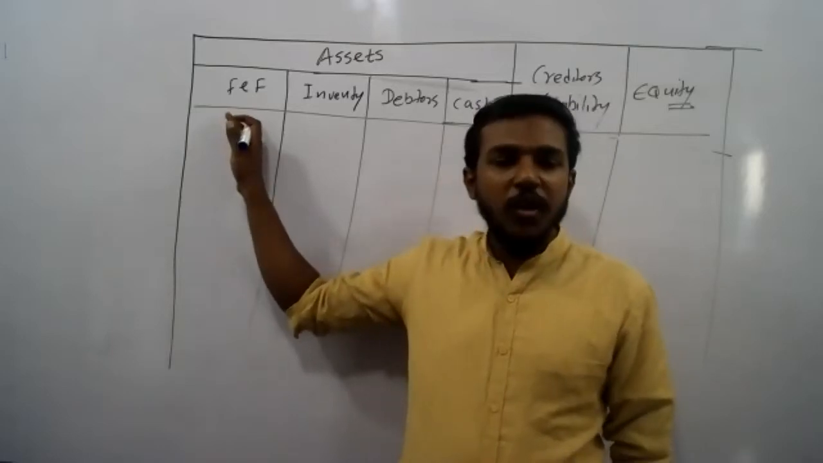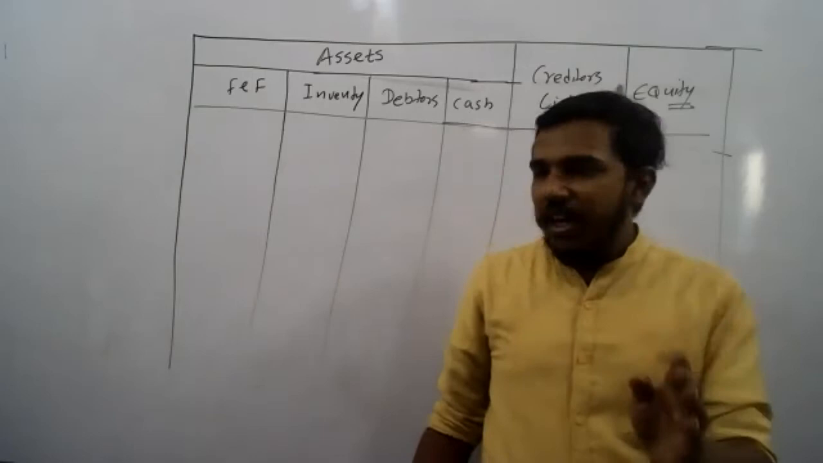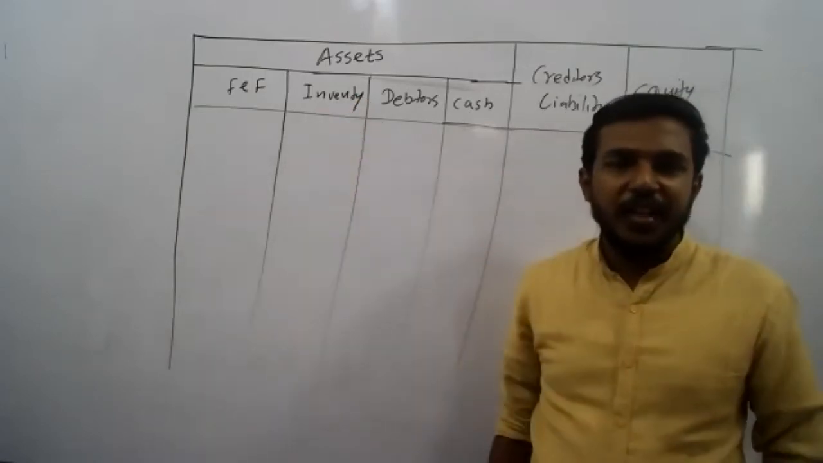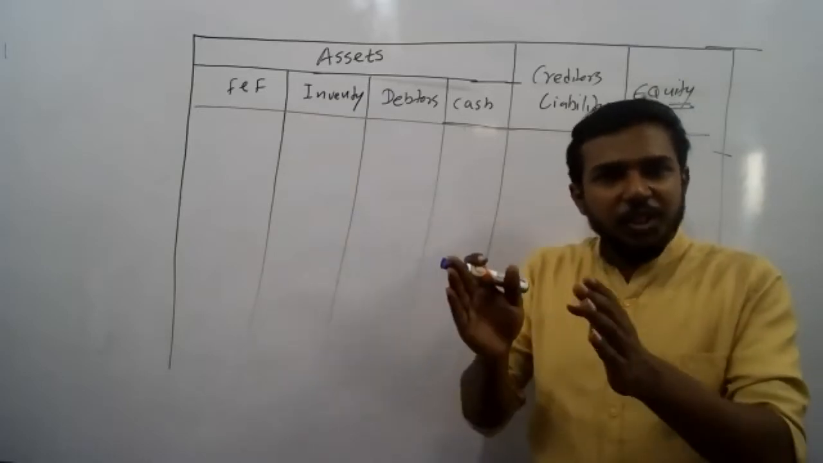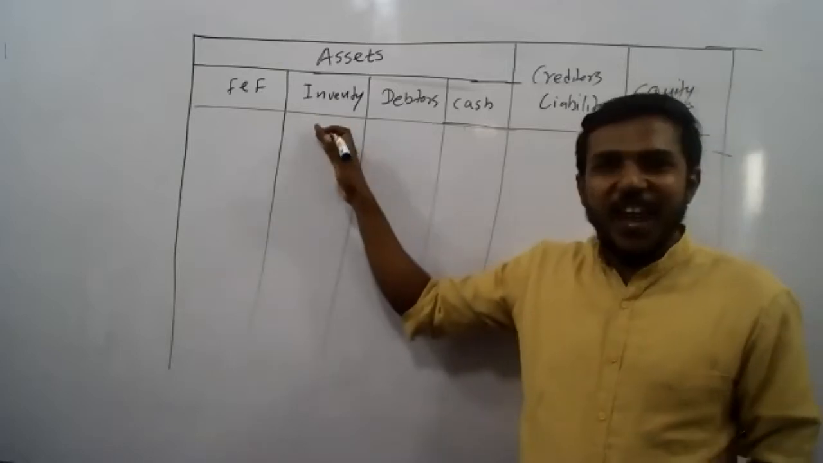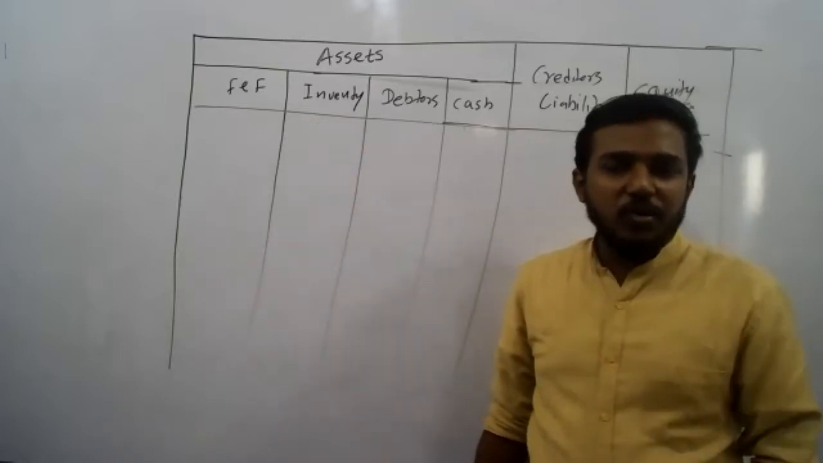On 1st of January, how much furniture and fittings were there? On 1st of January, how much inventory was there? Those are the opening date balances. That means once they opened the shop for the reporting period, a one year period, how much they had as the opening balance. Be careful in this question also.